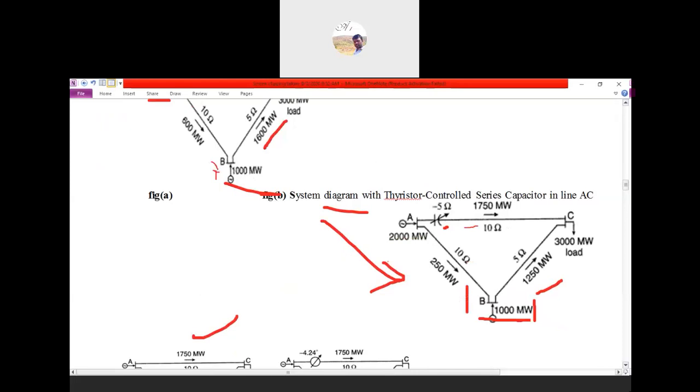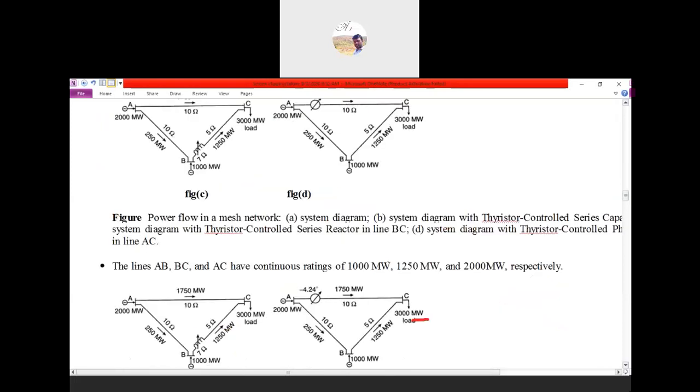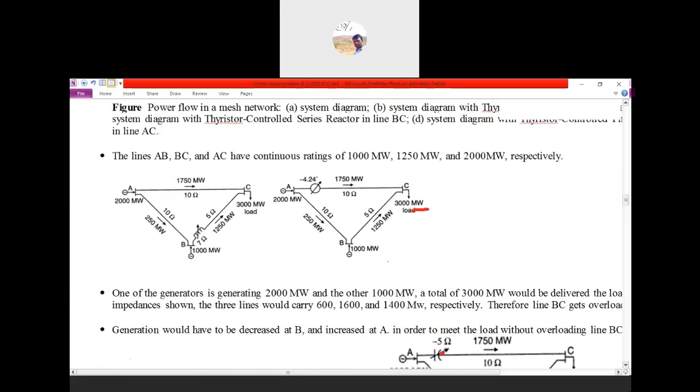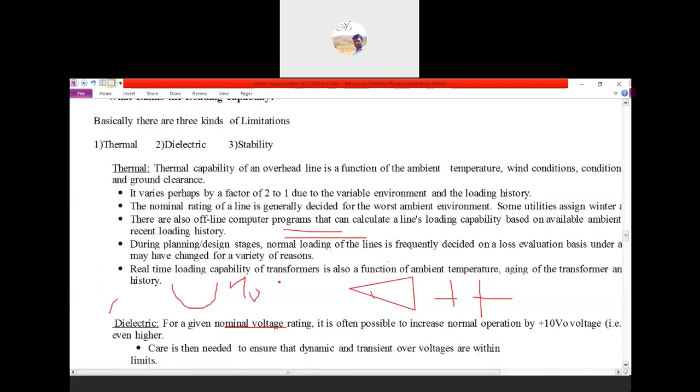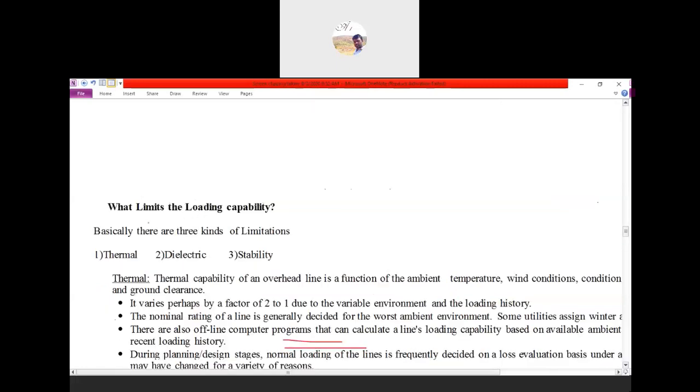Here one transmission line carries 1400 megawatts. One generator has 1000 megawatts, another 2000, so the load is 3000. Due to the impedance in this transmission line, this much power is flowing: 1400 in one line, and the other line has 600.